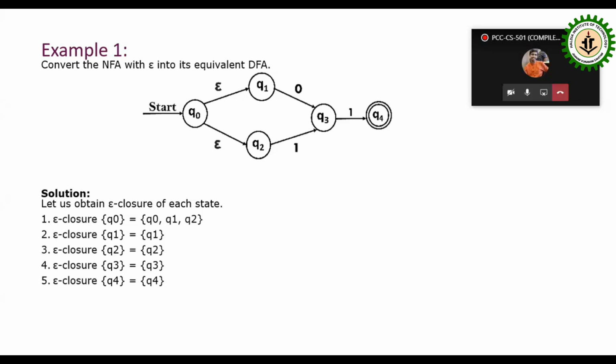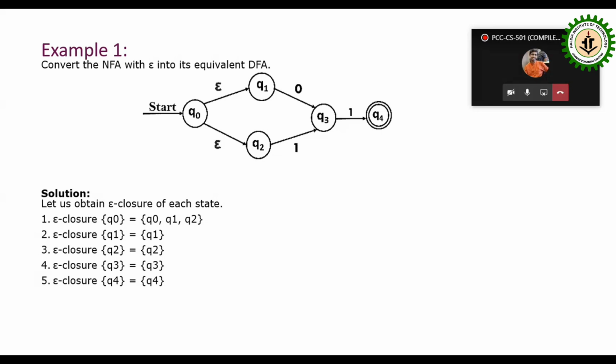From Q0, for epsilon value, where can we reach? As you know, for the epsilon closure of any node, that node itself should be included. That means the epsilon closure of Q0 means Q0 must be included. After that, from Q0 for epsilon value we can reach Q1 and Q2, so they are included. So the epsilon closure of Q0 is Q0, Q1 and Q2.